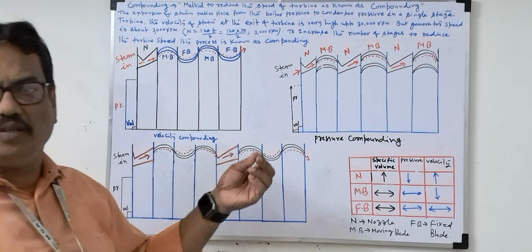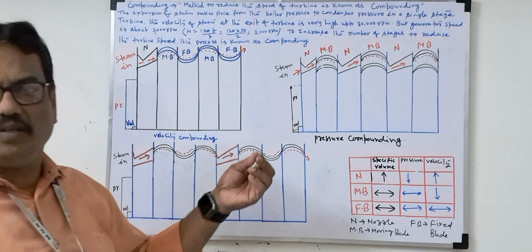One formula is that the speed of the generator is 120 into F by P, where F is frequency and P is the number of poles. Our generator frequency will be approximately 50 Hz, and the minimum number of poles should be 2. If we substitute 50 frequency and 2 poles, it comes to 3000 RPM. That is the concept of our generator speed, approximately 3000 RPM.